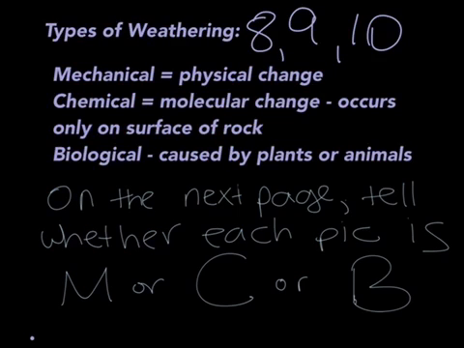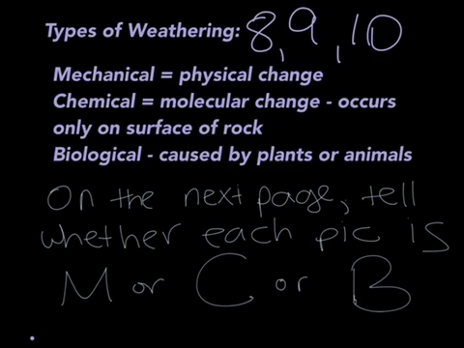All right, here we have questions 8, 9, and 10. The types of weathering, so there's 3 types. Mechanical, that is a physical change. Chemical, that is a molecular change. It only occurs on the surface of a rock because it can only occur where the rock is exposed to weathering agents. The third is biological weathering.